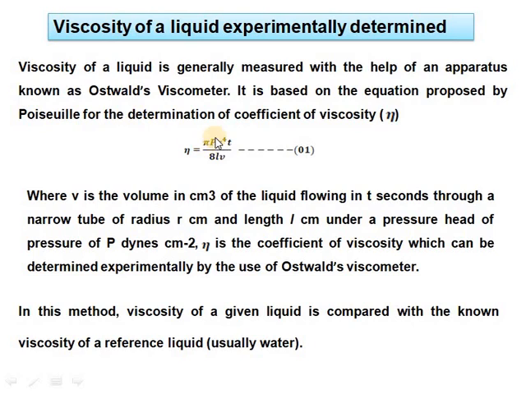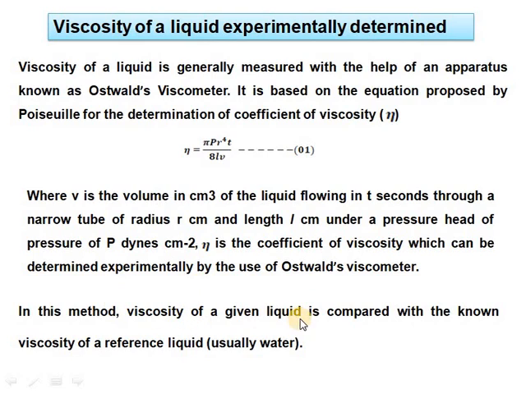So this eta is equal to pi p r square p into t upon 8L into p, where this p is the volume in cm cube of the liquid flowing in time t through a narrow tube having radius r in centimeter and length L centimeter, under the pressure head P, which is measured in dynes per centimeter square. Eta is the coefficient of viscosity and it can be determined experimentally by using this Ostwald viscometer.